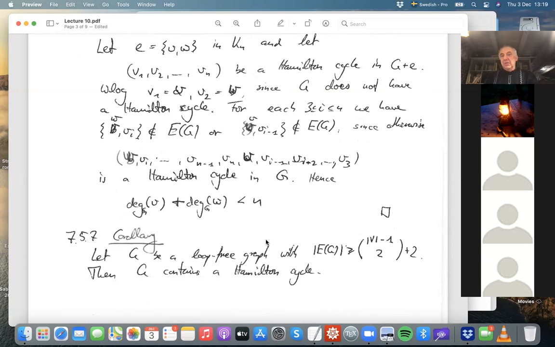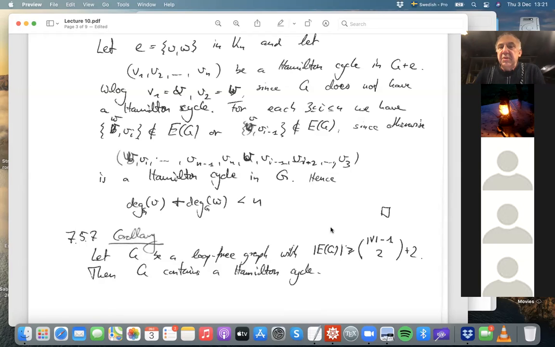Okay, and there is a corollary of this saying that if we have again the same assumption, a simple loop-free graph, and if its total number of edges is quite big, at least the number of edges on the complete graph of n minus 1 vertices plus 2, so we're just missing very few edges, approximately n minus 2 edges to get the complete graph, then such a graph should contain a Hamiltonian cycle.